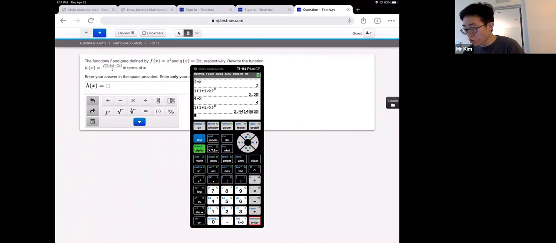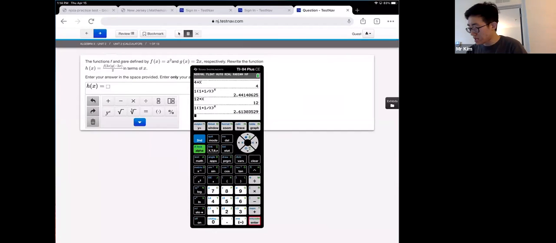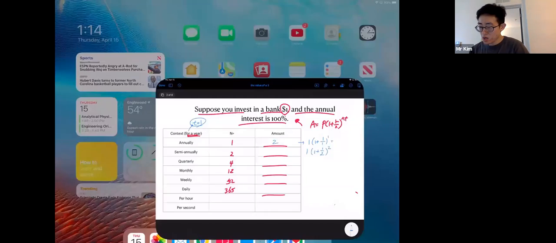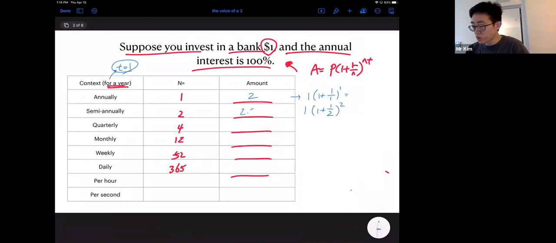All right, so that is for quarterly, and let's do it for monthly. Type this and paste that. All right, 2.613. So let me go back to the slides here and just copy some of these down. For semi-annually, what we got was 2.25. Again, proving that as the end value is increasing, the amount of yield is always going to increase. When I plug in 4, I get 2.441. And if I plug in 12, I get 2.613.